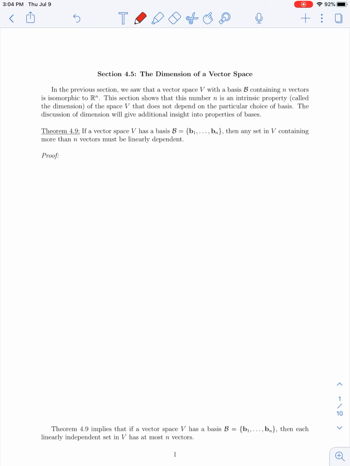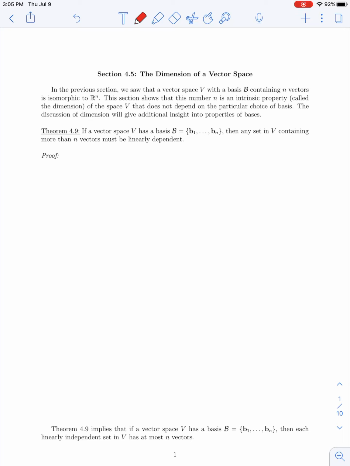Now, in this section, we're going to show that the number n, that is the number of vectors in our basis for a vector space, is an intrinsic property of the vector space V called the dimension of that space. And the dimension does not depend on the particular choice of basis for our vector space. So if there's more than one basis for a space possible, we'll see that the dimension for that vector space will be unique. Now, our discussion of the dimension throughout this section will give us some additional insight into properties of bases, so we'll see that throughout this section and the remainder of Chapter 4.